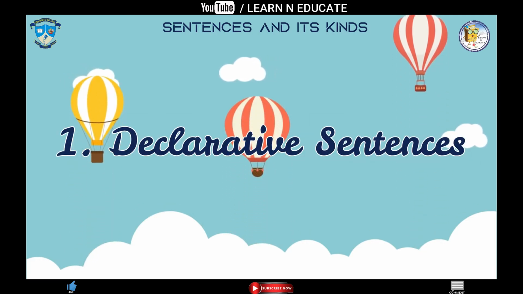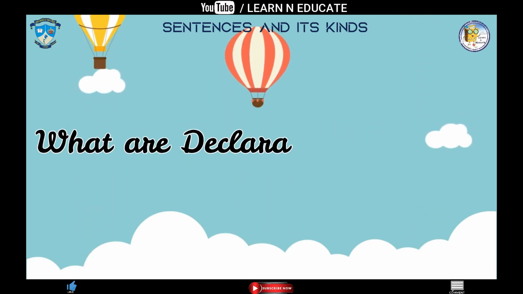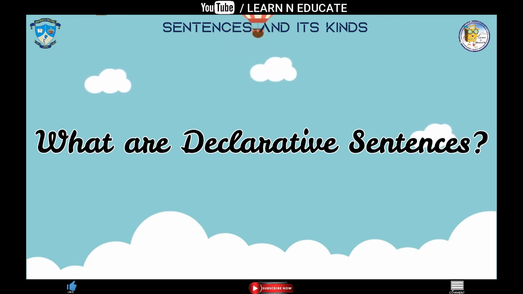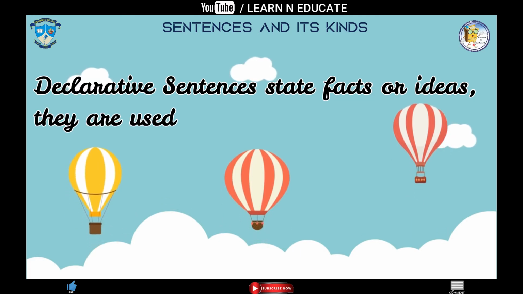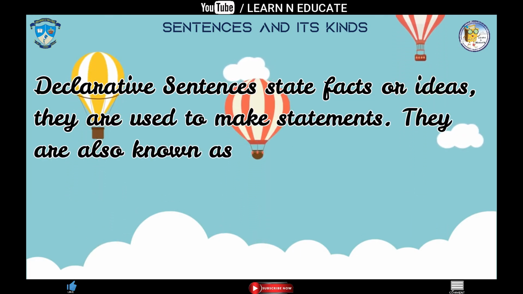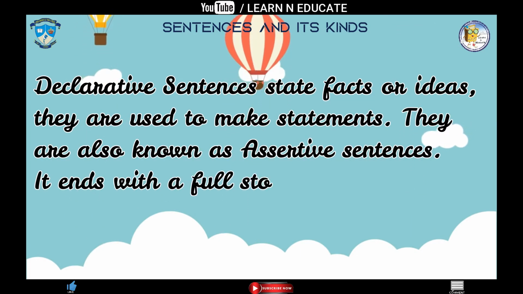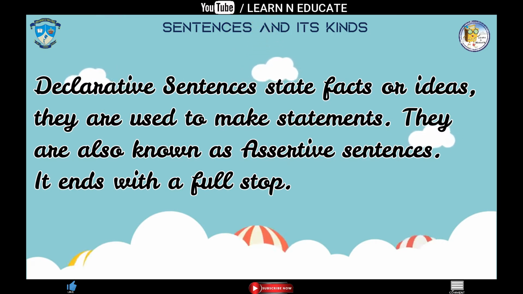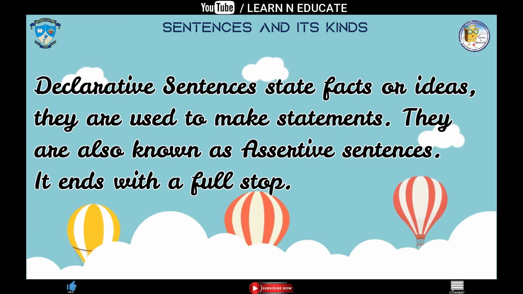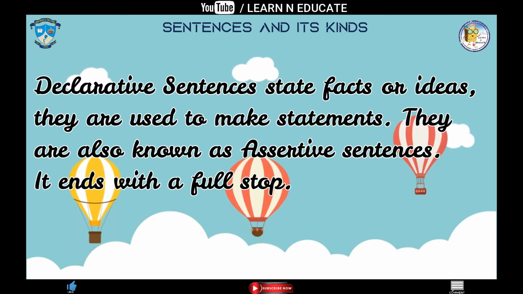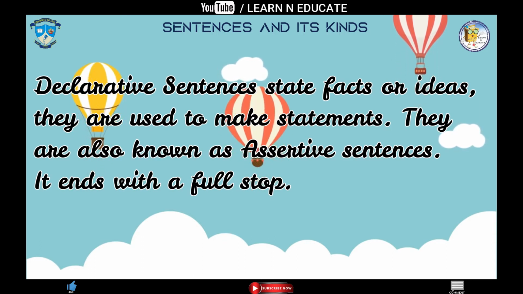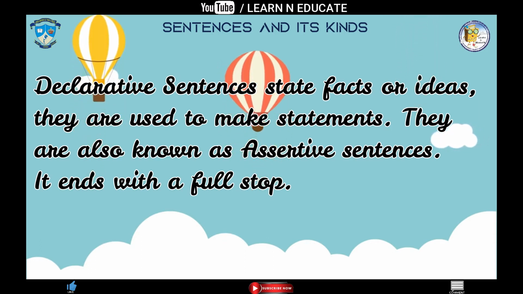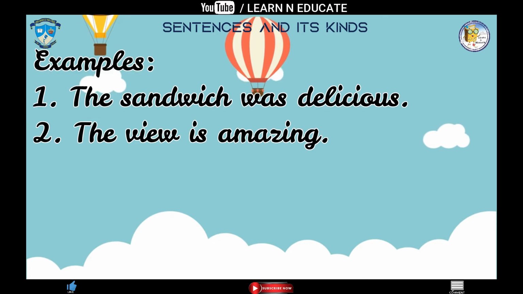The first one is declarative sentences. What are declarative sentences? Declarative sentences state facts or ideas. They're used to make statements, that is, a clear expression of something. They are also known as assertive sentences. Also, declarative sentences end with a full stop. Let's see a few examples.